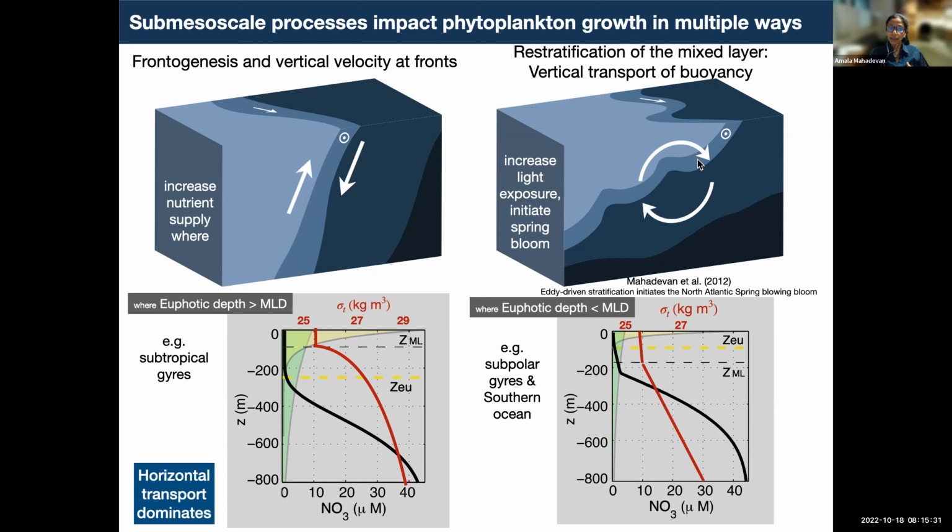Okay, so these are two ways in which these submesoscale dynamics really affect the biogeochemistry: the vertical transport of nutrients, the vertical transport of carbon, oxygen. Carbon is exported from the surface, we think, by submesoscale processes. And the other way is the vertical transport of buoyancy, which rearranges or reorganizes the structure of the mixed layer.